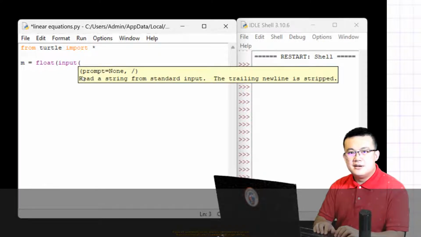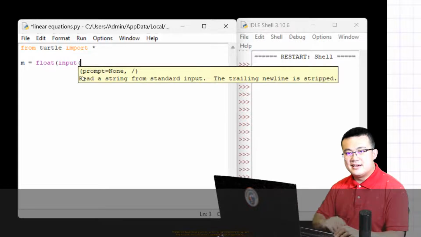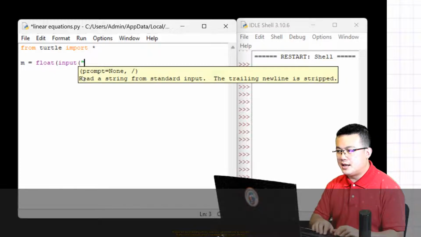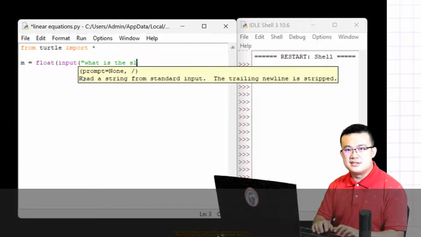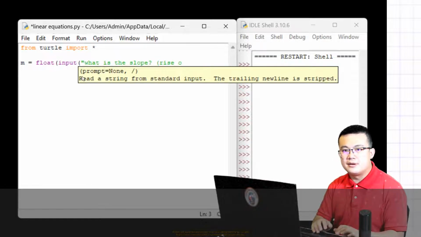Input. We're going to make it so that we can design a line however you want. You can draw a line however you want. Okay, so we're going to say input, what is the slope, rise over run.